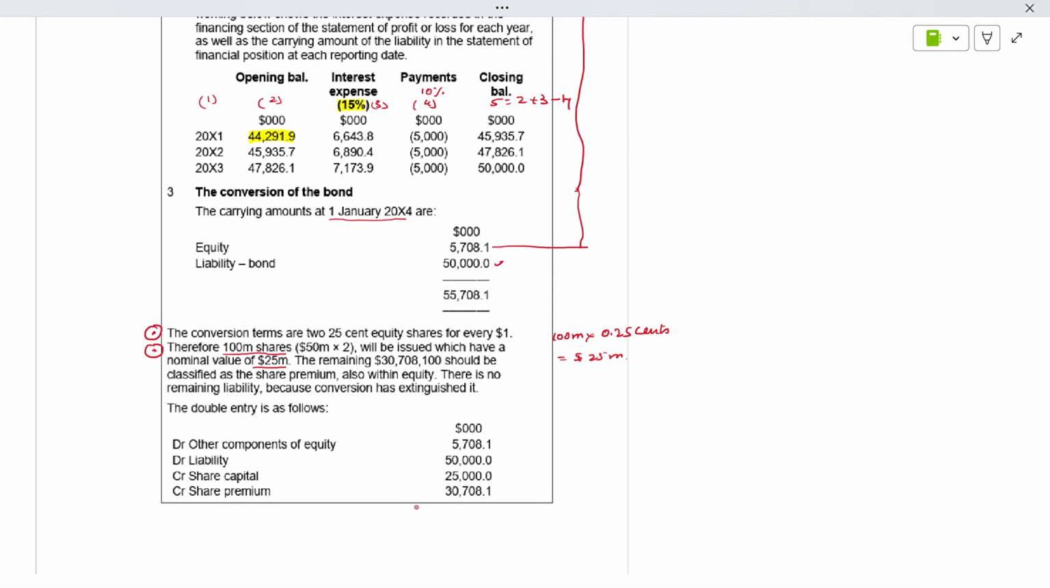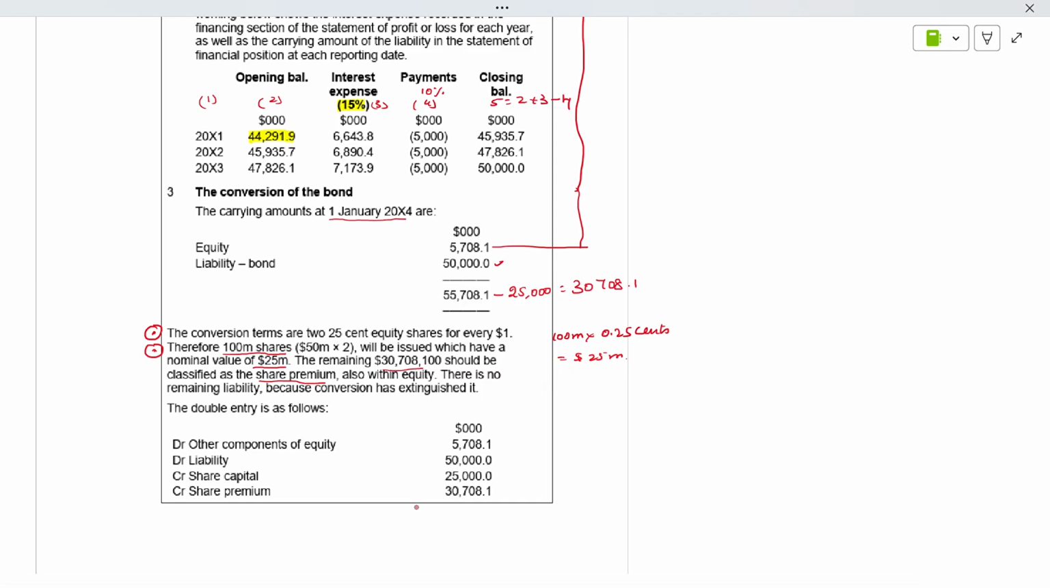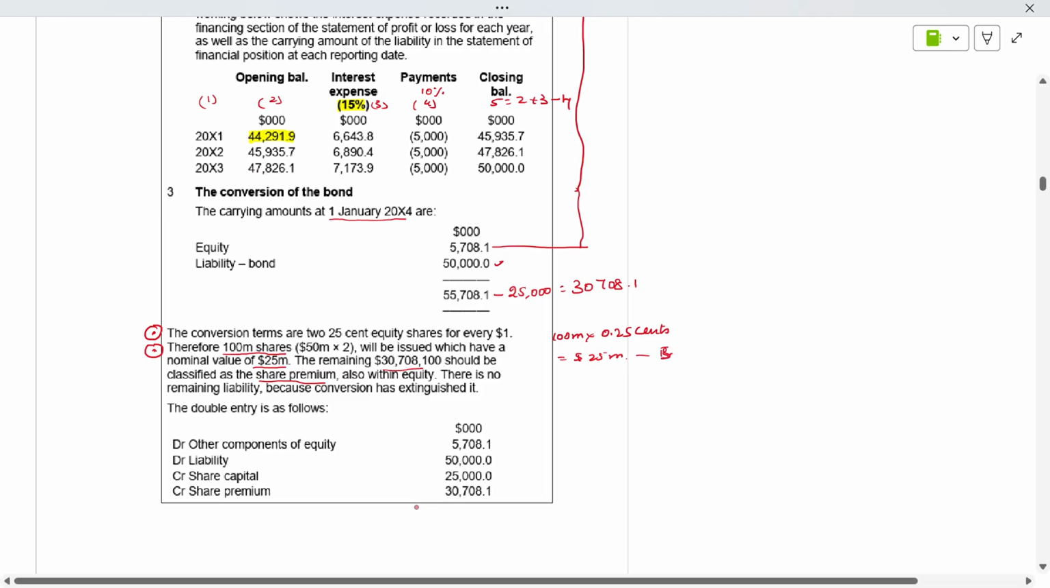The remaining, how much is there? 30,708 minus 25,000 comes to how much? 30,708 should be classified as share premium. Till now we have done the share premium. This 25 million is going to be the share capital, and the remaining 30,708 is going to be called the share premium.